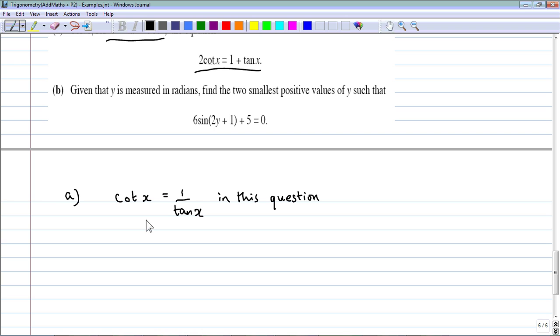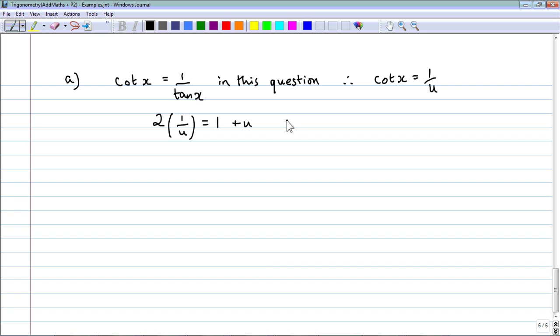What I'm going to do is, just for simplicity, let's call tan x u, because we know that cot x is 1 over tan x. So there we can write cot x is 1 over u. And the advantage of this is we change the equation into the form of a quadratic equation. 2 over u equals 1 plus u. Well, this is easy to solve. u squared plus u minus 2 equals 0.